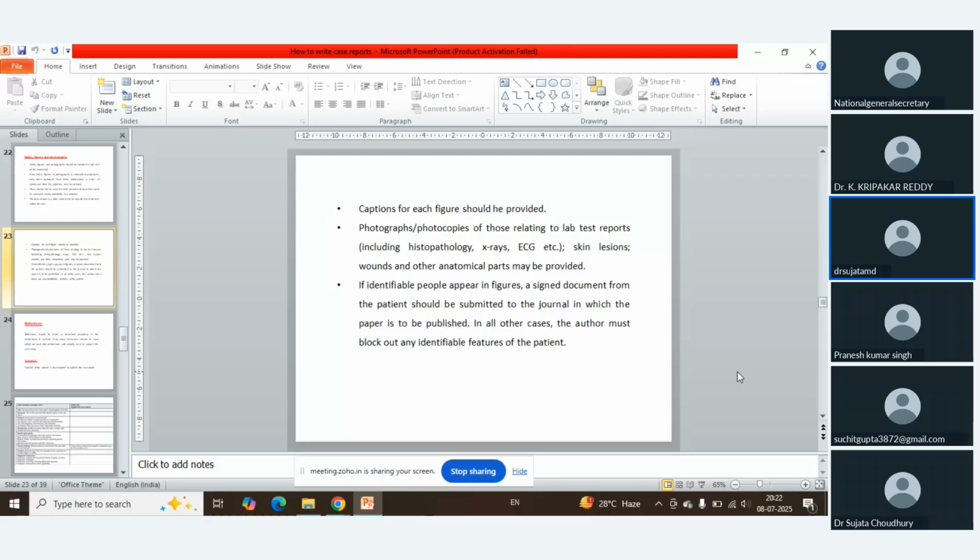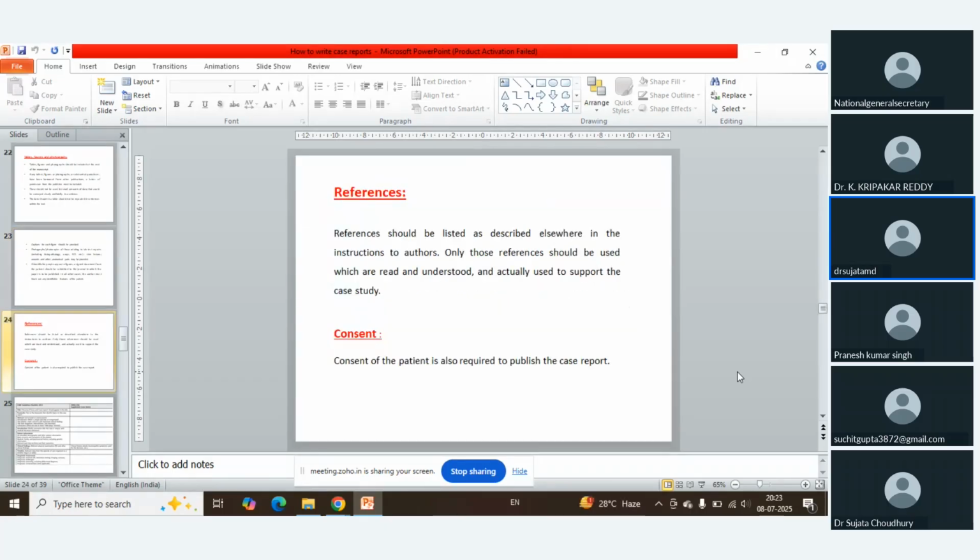If identifiable people appear in a figure, a signed consent from the patient should be submitted to the journal in which the paper is to be published. When we are giving the patient photograph, then we have to give a signed document from the patient that he or she has no objection when it is published. In all other cases, the author must block out any identifiable features of the patient. When there is no need to give the identification of the patient, then we can hide that.